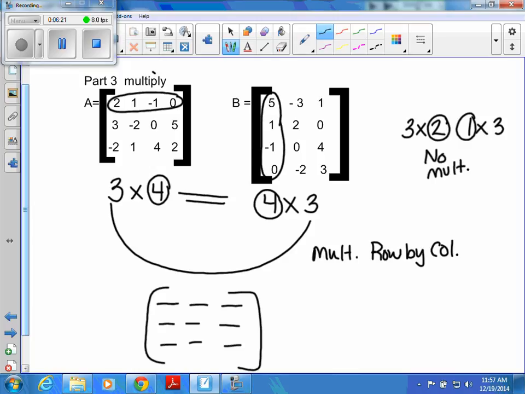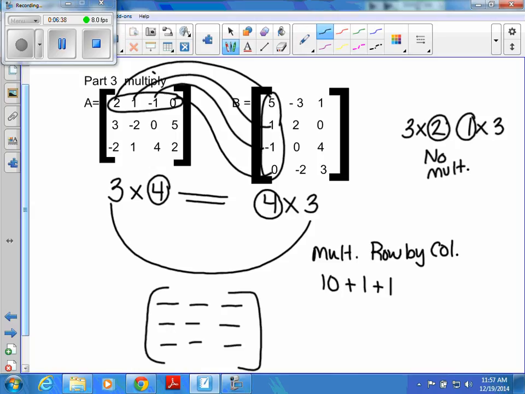And this is what you do. The 2 you multiply by the 5 and you get 10. Then you take the 1 and you multiply it by the 1 and you add it. And then you take the -1 and multiply it by a -1, which is 1. And then you take the 0 and multiply it by 0 and you get 0. So 10 plus 1 plus 1, your first term is 12. Okay, then you keep doing that.